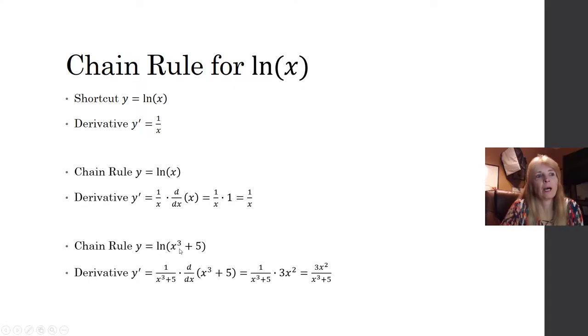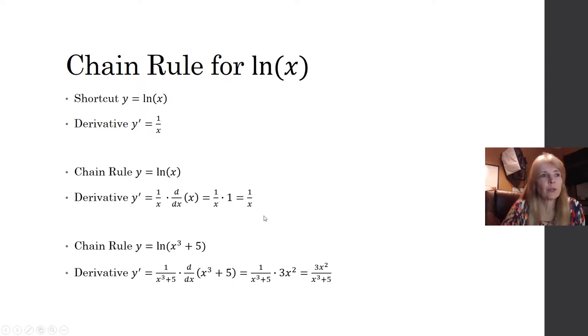What's the derivative of ln of anything? 1 over x cubed plus 5. Then times, what's the derivative of x cubed plus 5? 3x squared. And then I just piece them together. All right? So this is something to practice. And you'll hear me say this a lot: the derivative of ln of anything is 1 over the anything times the derivative of the anything.